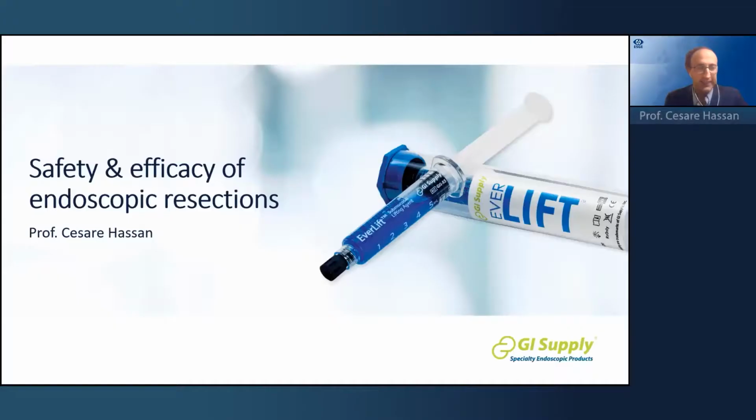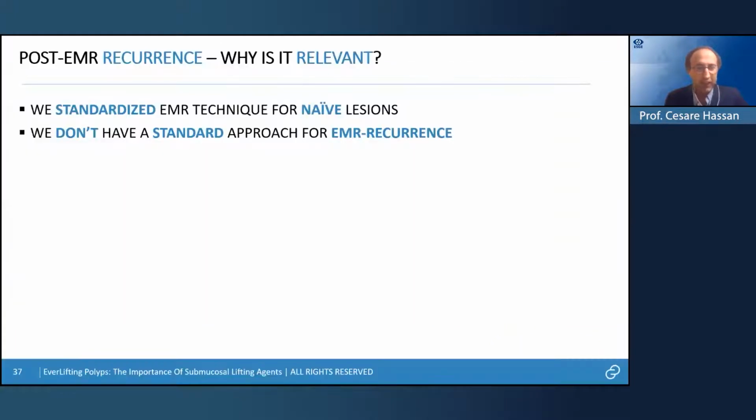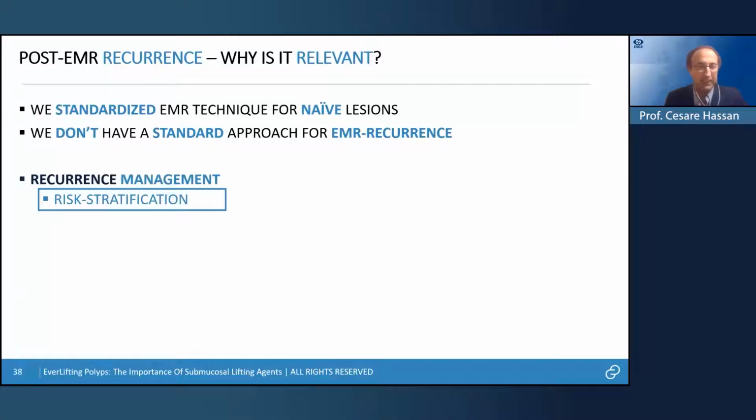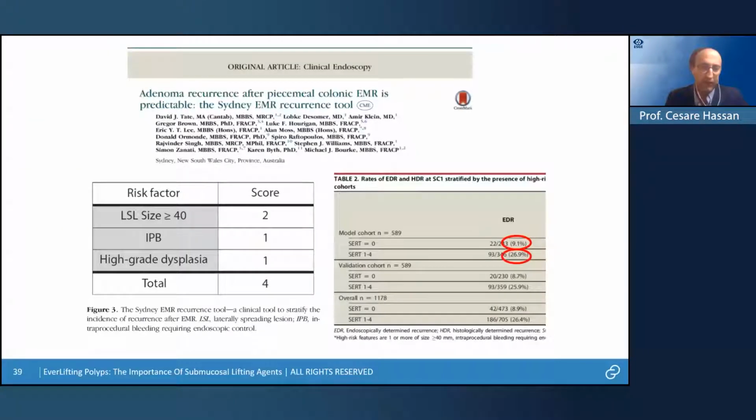You explained to us, Evelyn, how we standardize the technique for a naive lesion. Unfortunately, all of this is not present when we deal with recurrence. Every patient is different, every technique is different, every endoscopist does it differently. So let's look not only at endoscopy, but at how we should manage these patients. First, we need to be aware that recurrence can happen, that it can be very nasty, but we can predict the risk of recurrence.